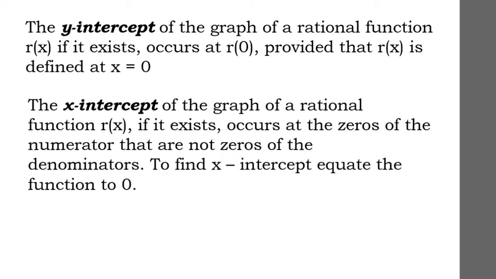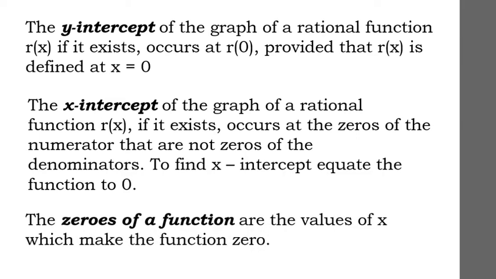While the x-intercept of the graph of a rational function r of x, if it exists, of course, is at the zeros of the numerator that are not zeros of the denominator. To find the x-intercept, equate the function to 0. And the zeros of a function are the values of x which make the function 0.